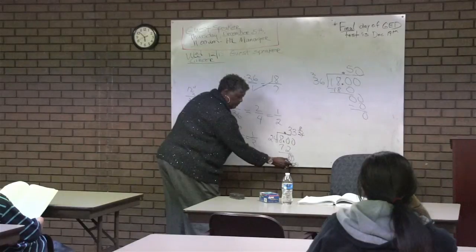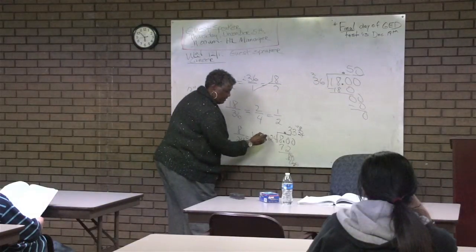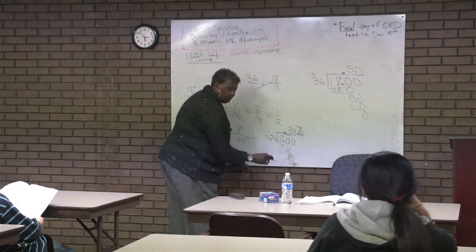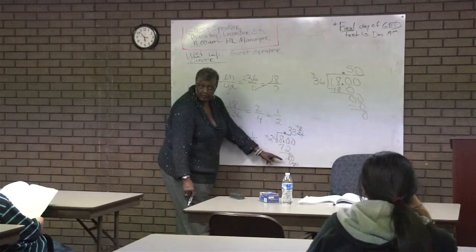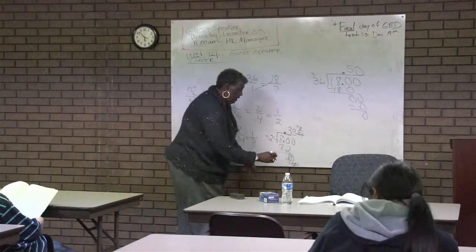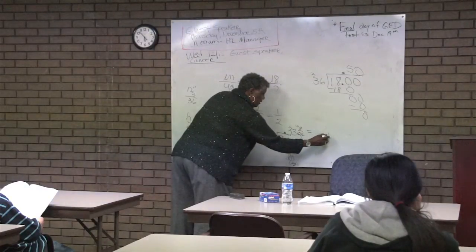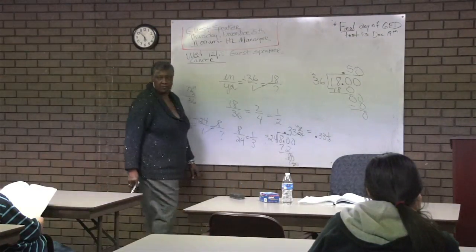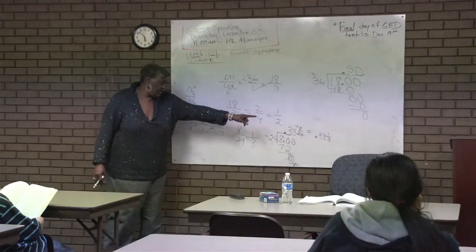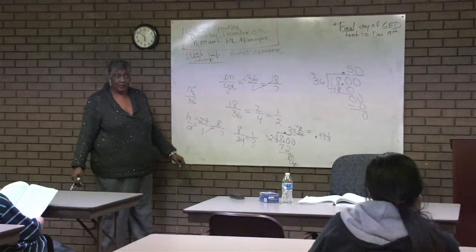The remainder is always the numerator. The divisor is always the denominator when you want to stop a division problem. And that would reduce to decimal point 33 1/3, which is the decimal for 1/3.